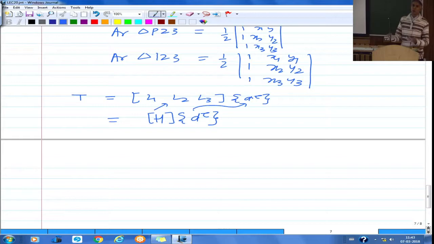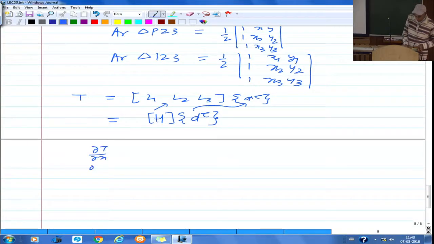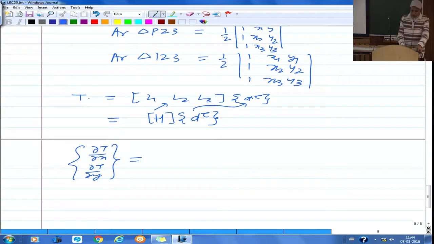If we want to substitute this in the integral functional, we need the derivative of T with respect to x and y. So we need to evaluate that. So del T by del x and del T by del y, we need to evaluate this vector. So how do we write that? Del T by del x is going to be, now this is a constant quantity, derivatives of these shape functions with respect to x. Del T by del y would be derivatives of these shape functions with respect to y.